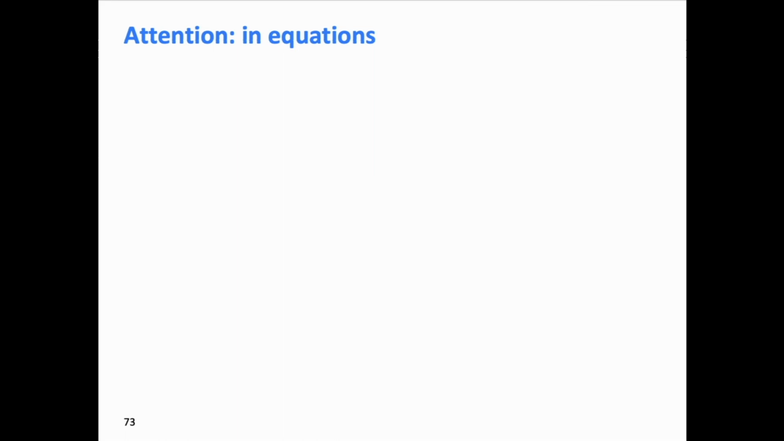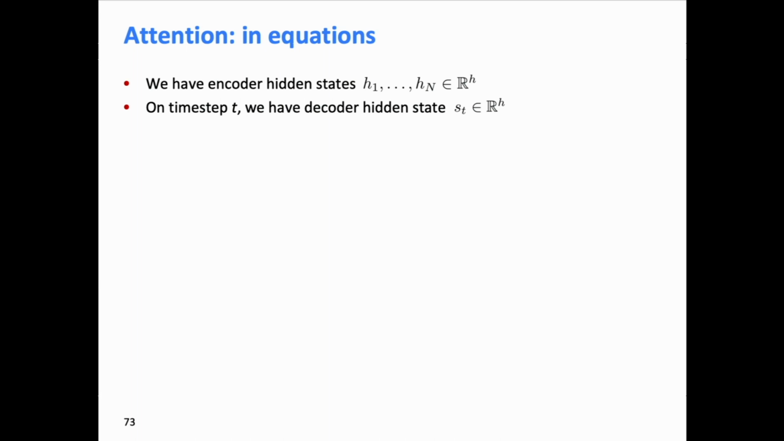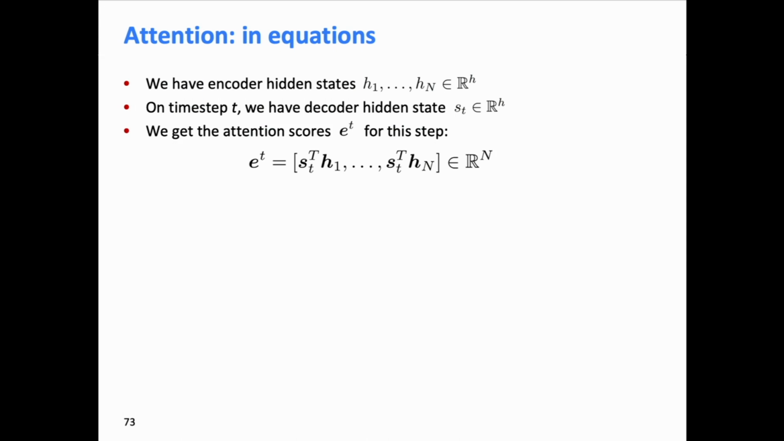Here are the equations to describe attention. I think it's probably easier to look at these in your own time later rather than in the lecture now, but these equations essentially say the same thing as what the diagram just said. You have your encoder hidden states, h1 up to hN. On time step t of the decoder, we also have a decoder hidden state, s_t. You get the attention scores, which we call e^t, by taking the dot product of your decoder hidden state with each of the encoder hidden states. That gives you a vector of the same length as the encoder sentence, because you've got one score per source word.